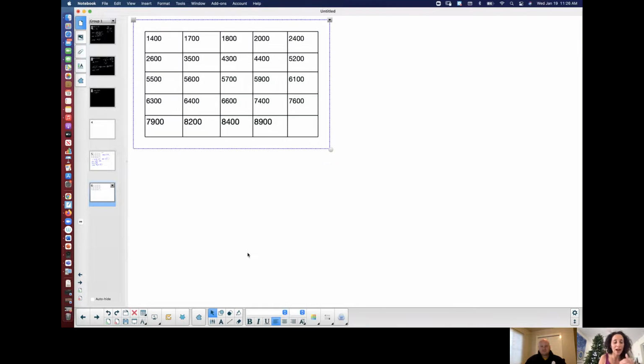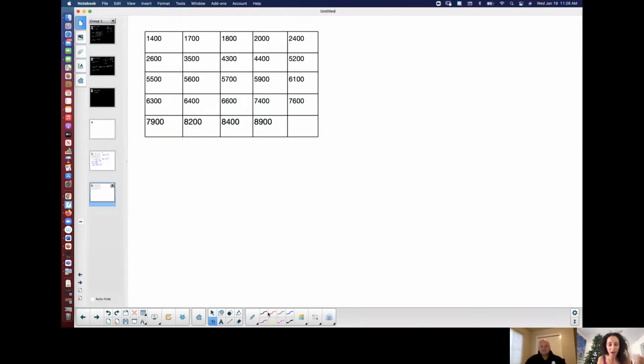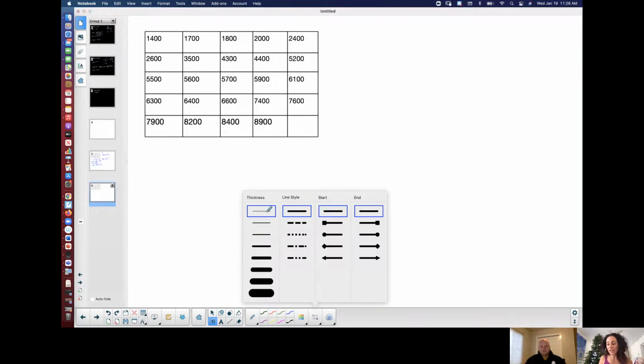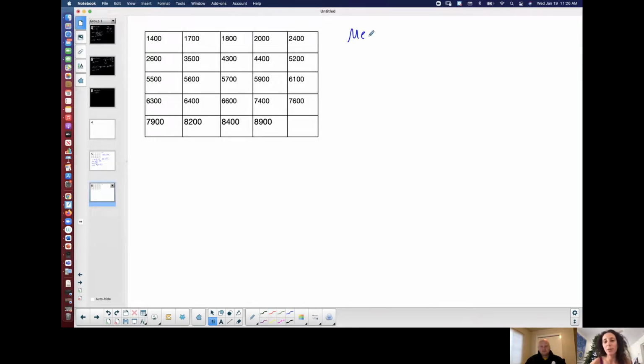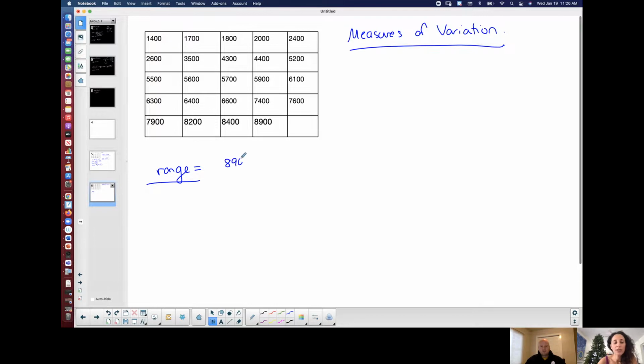And I'm gonna show you something else that the graphing calculator gives me, because while I'm looking for my measures of variation, it's gonna give me some other information too that maybe I want later on, maybe I want now. So let's find our measures of variation for this data set. And the first one is very easy, my range. So my range, and this is already in order from least to greatest, is just the biggest number, which is 8,900, minus the smallest number, which is 1,400. As simple as that. And again, just be careful how they want you to round. So what is that, 7,500?